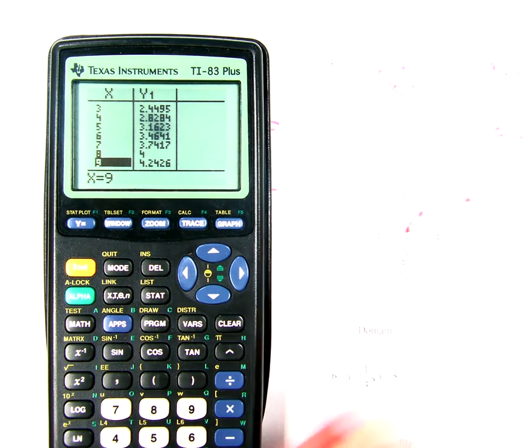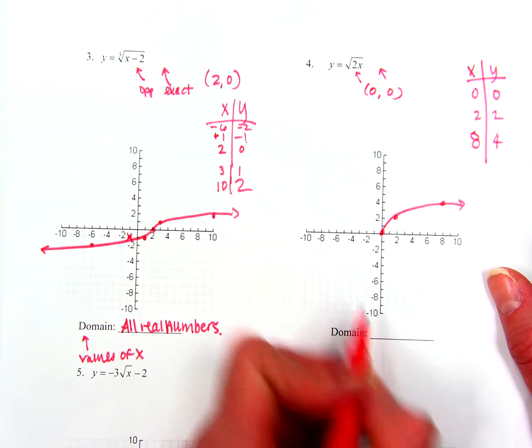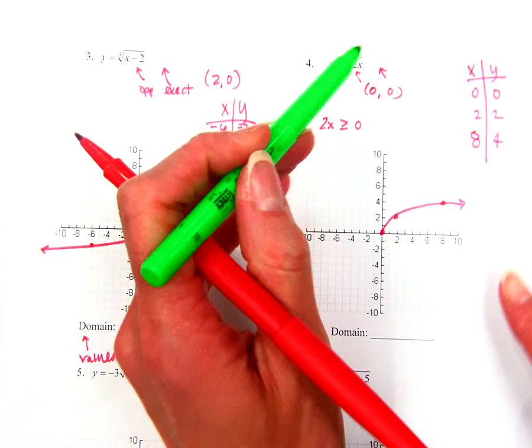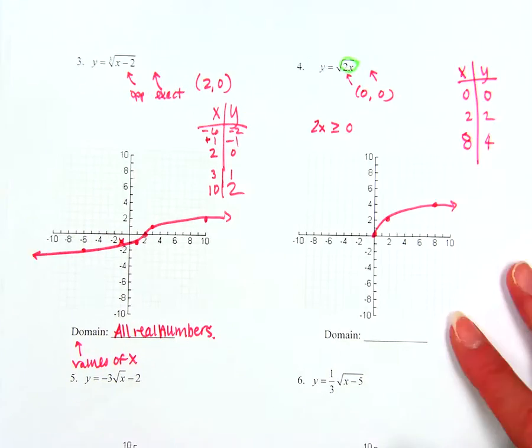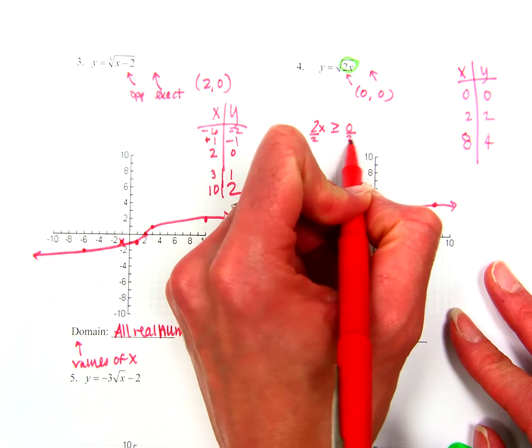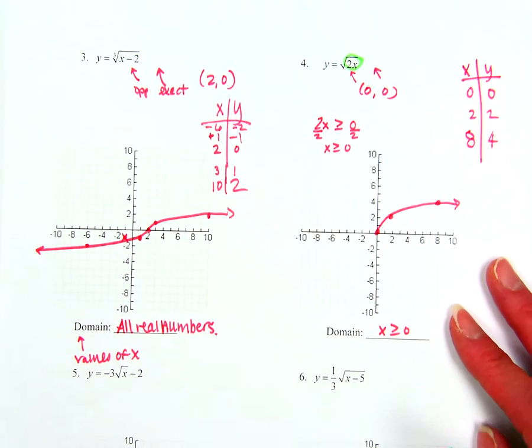All right, so we've got our half of a parabola opening upwards. And our domain is that 2x has to be greater than or equal to 0. So that's my radicand. Notice I didn't have to do that in this problem because it was a cube root. You only have to do that for square roots. So to solve for x, I get x has to be greater than or equal to 0.